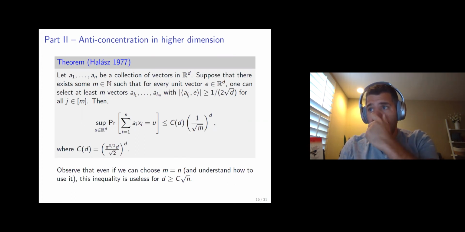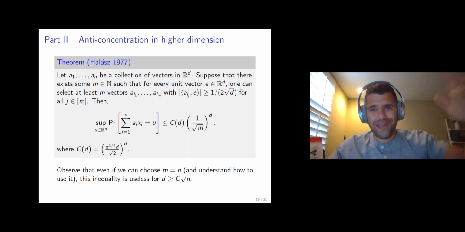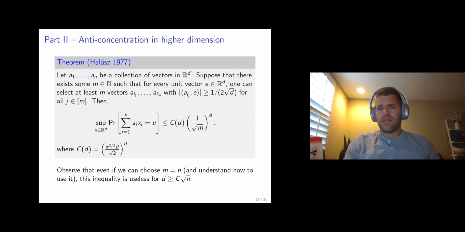So this is the explanation that even if we take M to be n, which is the number of vectors, which clearly is the best that we can do, this inequality is useless if d is larger than square root of n.